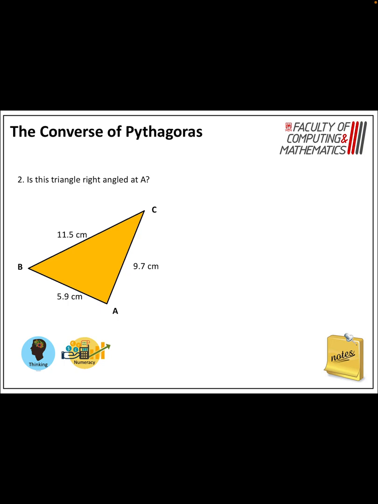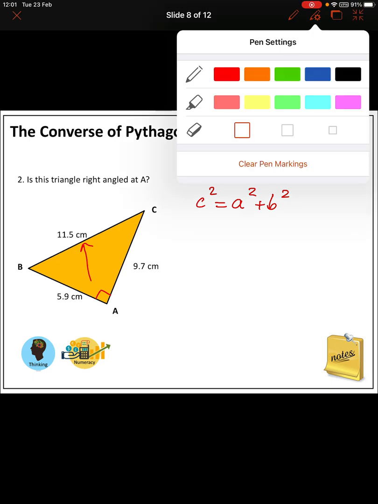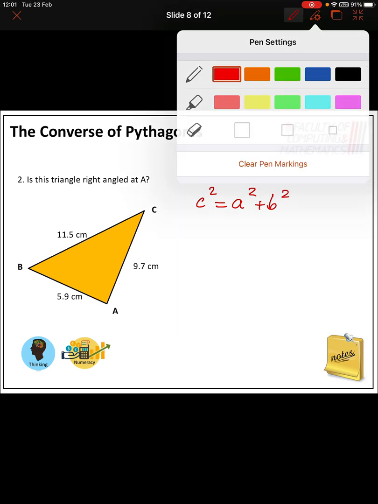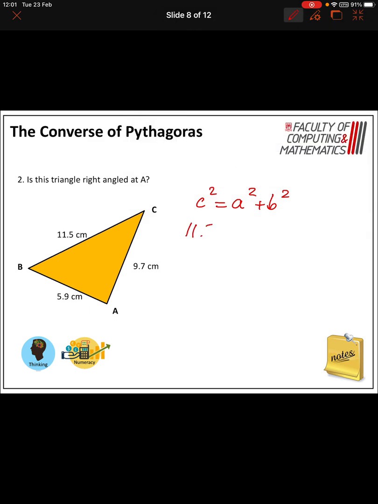Okay, so what we're going to do, we're going to start again. c squared is equal to a squared plus b squared. We'll substitute in what we think is our hypotenuse, and we would think that this one is our hypotenuse because it's the biggest side. Let me rub that out though, because that isn't true. Okay, so substitute them in. 11.5 squared equals 9.7 squared plus 5.9 squared.